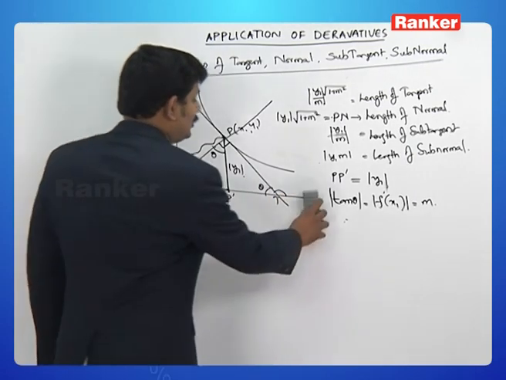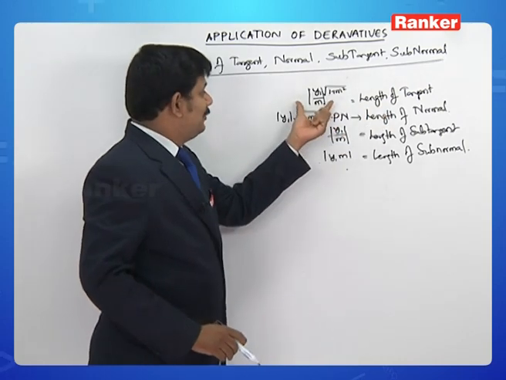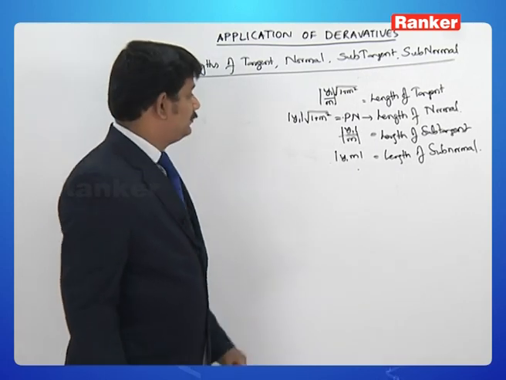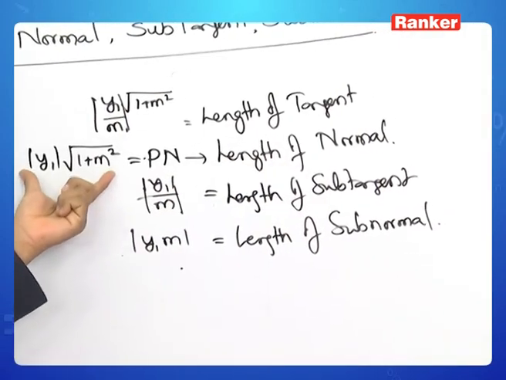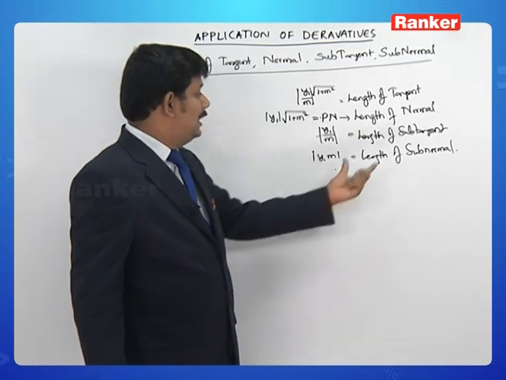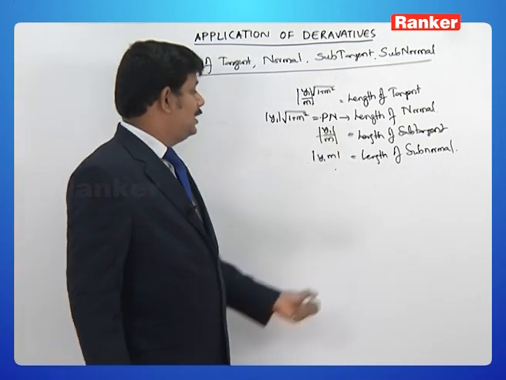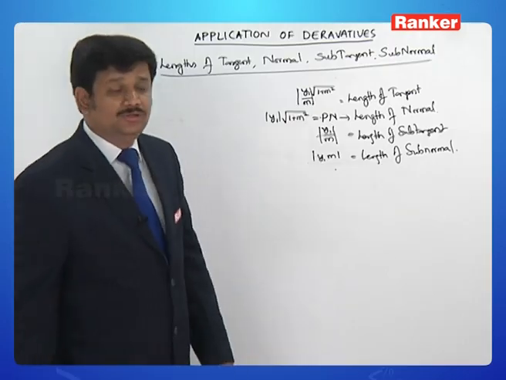So let us look at all these once again. Length of the tangent at any point is given by modulus of y1 by m root over 1 plus m square. Length of the normal at any point is given by y1 into root over 1 plus m square. Length of subtangent at any point is given by mod y1 by m, and length of subnormal at any point is given by mod y1 into m.